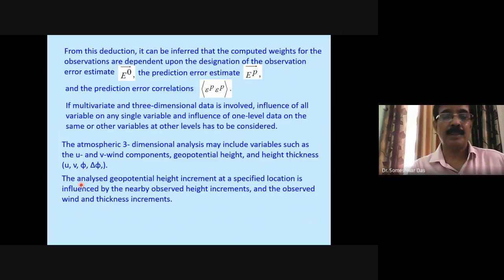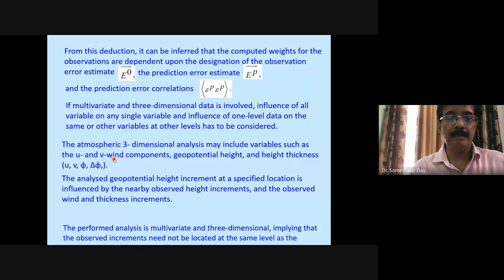And once the geopotential will change, thickness will also change. Right? So in nature, all these things are interrelated, and so that's why we try to mimic the similar thing in the model also by representing different mathematical expressions.